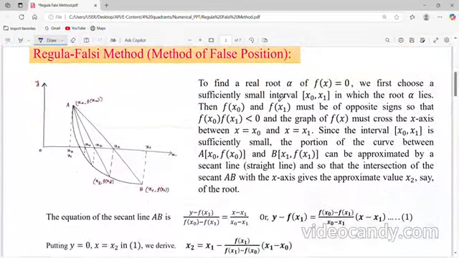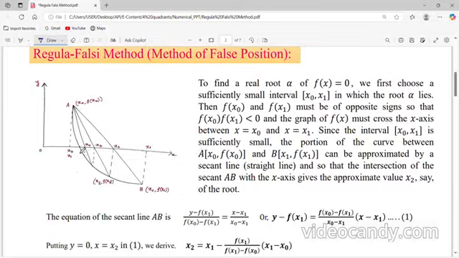The Regula-Falsi method, or false position method, or method of false position, is also sometimes referred to as the method of linear interpolation, and it is the oldest method for computing real roots of an equation f(x) equal to 0. To find a real root alpha of f(x) equal to 0, we first choose a sufficiently small interval x0, x1, in which the root alpha lies. So here is the root.